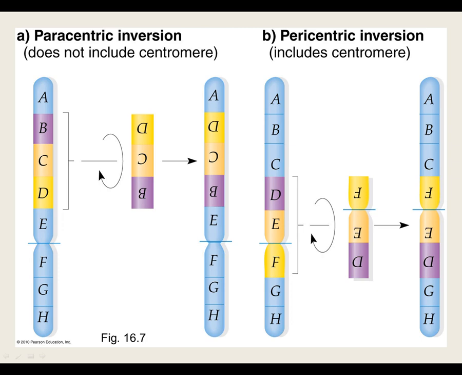Whether the inversion happens around the centromere or includes the centromere determines whether it's called a paracentric or pericentric inversion. A pericentric inversion here includes the area around the centromere.